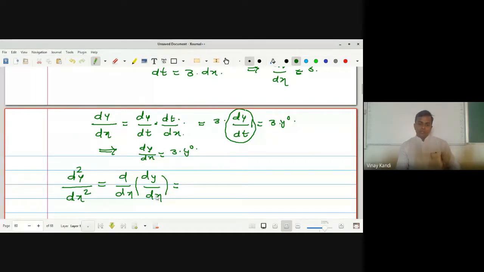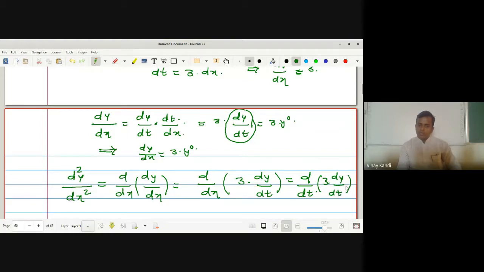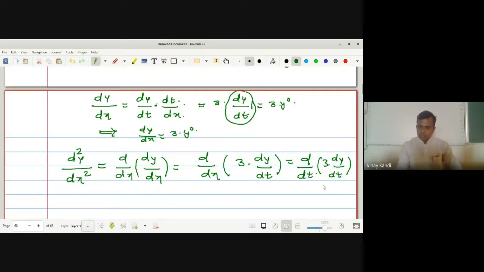d by dx of dy by dx, okay. This is d by dx of 3 into y dot. Now putting y dot is what? dy by dt. Which is equal to, now differentiate with respect to x, but first we have to differentiate with respect to t and t with respect to x. So here we get d by dt of 3 into dy by dt, into dt by dx. Any doubt?